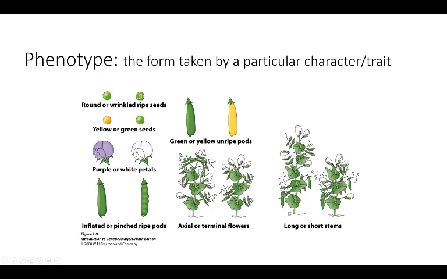In this video, I'll just do a very brief review of some terminology. So the word phenotype refers to the form that is taken by a particular trait or characteristic. When Mendel did his work, he looked at the pea plant and he looked at different phenotypes, like whether the seeds were round or wrinkled, whether they were yellow or green, whether the pods were yellow or green, whether the flowers were purple or white. This term phenotype is very broadly used for human traits as well as traits of any living organism.